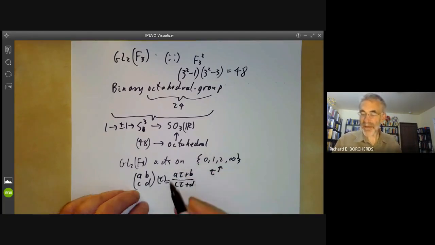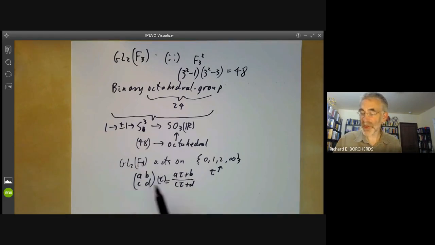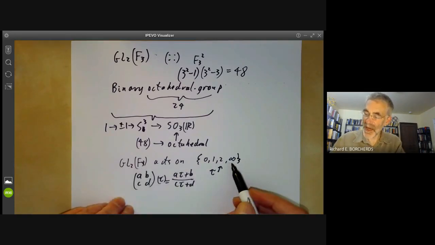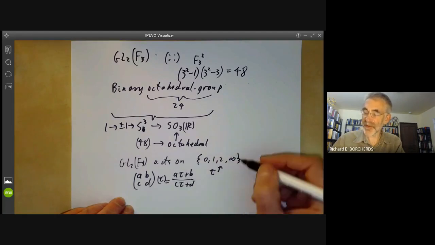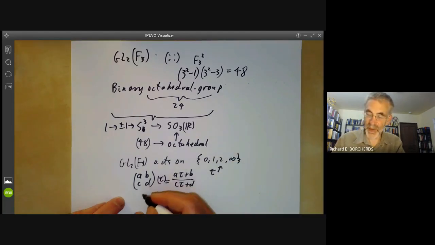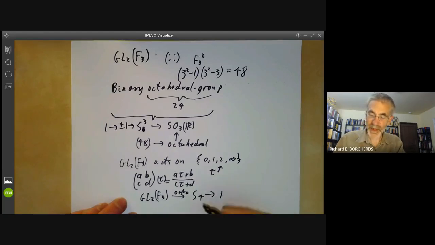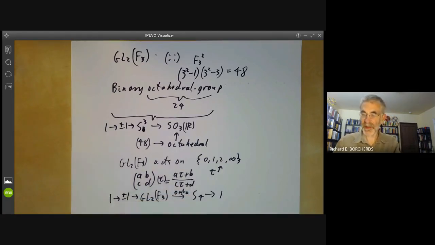And you can check for any field, this gives a group action of the projective line over the field, where the line is the elements of the field together with infinity, and arithmetic operations on infinity are defined in the obvious way. So we've got an action of GL2F3 on this set, and in fact, its image consists of all permutations. So this gives us a homomorphism from GL2 of F3 onto S4. And the kernel is just the diagonal matrices that are both 1 or both minus 1.